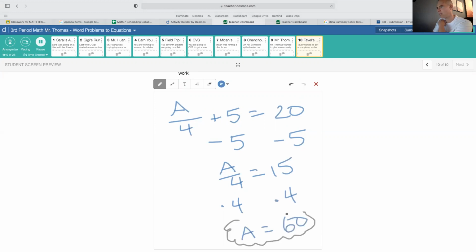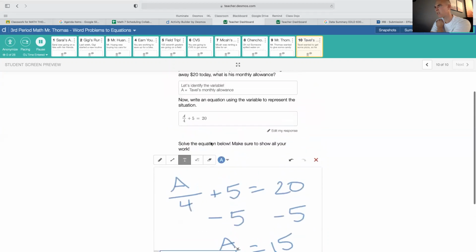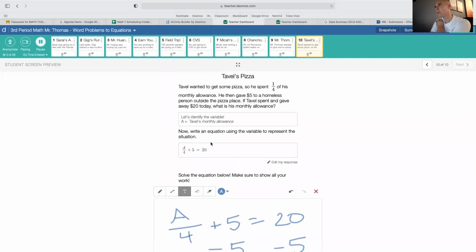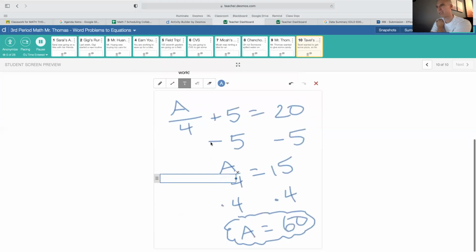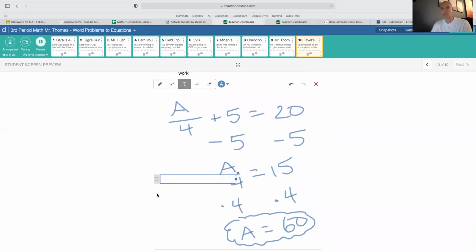And so this solution tells me that, what's his name? Tavel. Tavel's allowance is $60 per week. Monthly allowance. Okay. I guess that's a reasonable monthly allowance. That'd be a lot for a weekly allowance. Tavel's monthly allowance is $60. All right. I think we did it.